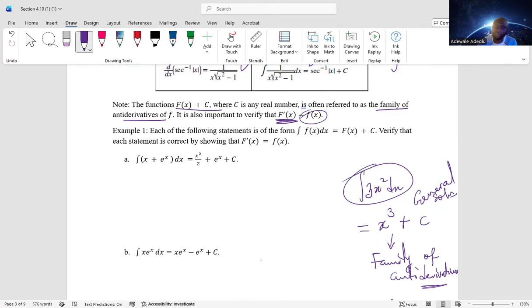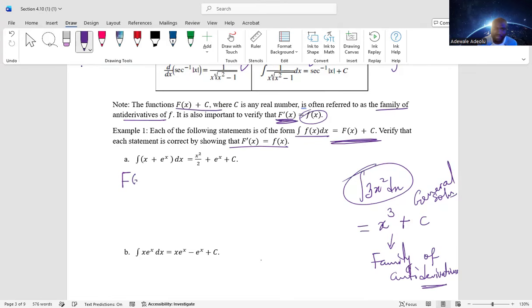So, example: each of the following statements is of the form where we have a function inside an integral, which means we are looking for the antiderivative. You have been given the supposed antiderivative, and I want you to verify if each statement is true. That is simply by checking whether, when you take the derivative of the antiderivative, it gives us the integrand. Let us try that.